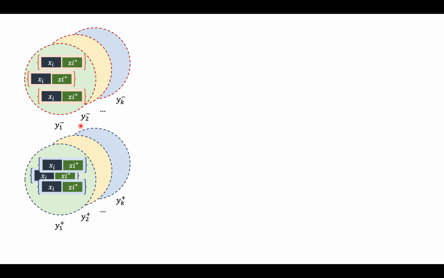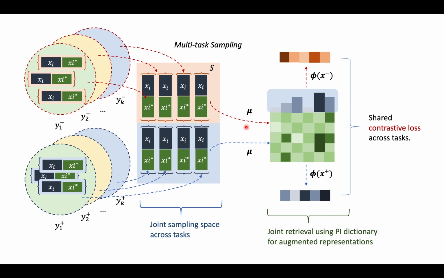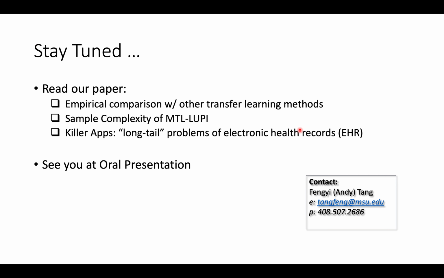Once we're given multiple tasks, we can partition the training sets into two general pools, a pool for the positive samples for each class and a pool for negative samples for each class. We then deploy this multitask sampling scheme in which we sample a fixed number of positive samples and a fixed number of negative samples for each class. And now the matching function has information from across multiple tasks that can inform how it should partition the augmented representations in the joint feature space.